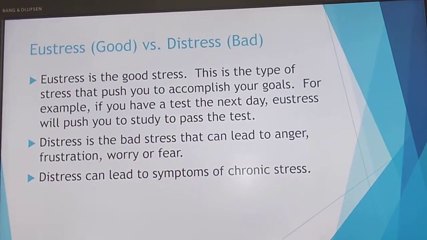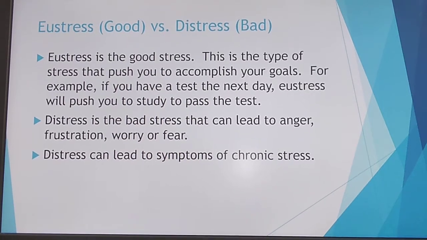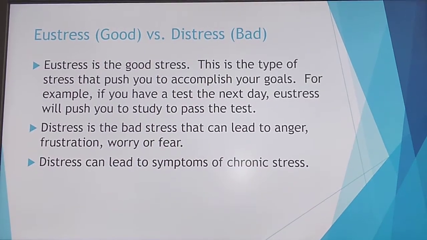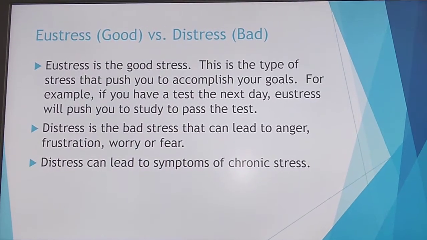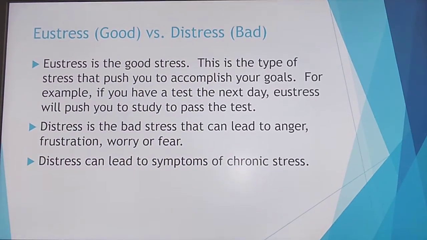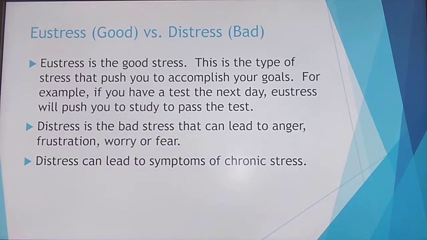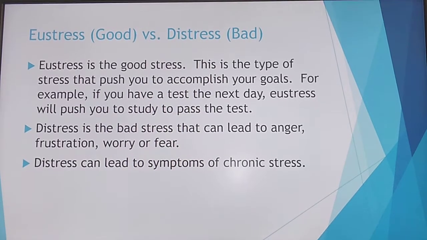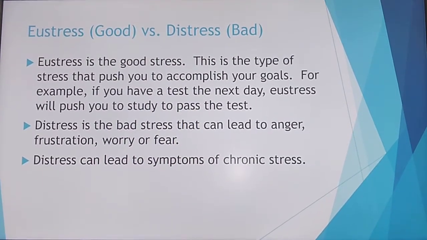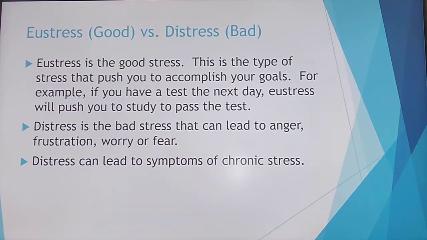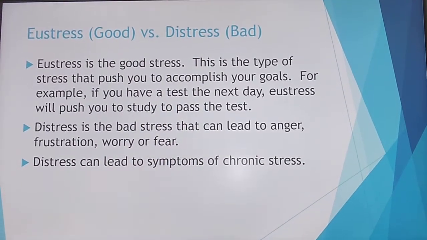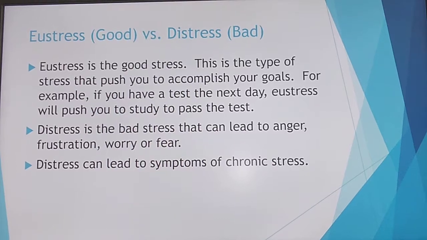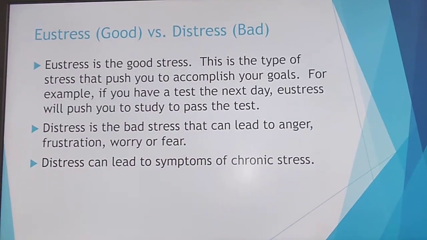We have two types of stress. We have eustress, which is the good stress, and distress, which is the bad stress. Once again, eustress is the good stress. This is the type of stress that pushes you to accomplish your goals. For example, if you have a test the next day, eustress will push you to study to pass the test. Distress is the bad stress that can lead to anger, frustration, worry, or fear. We do not want this type of stress. So distress can lead to symptoms of chronic stress, and that's why we do not want this type of stress.